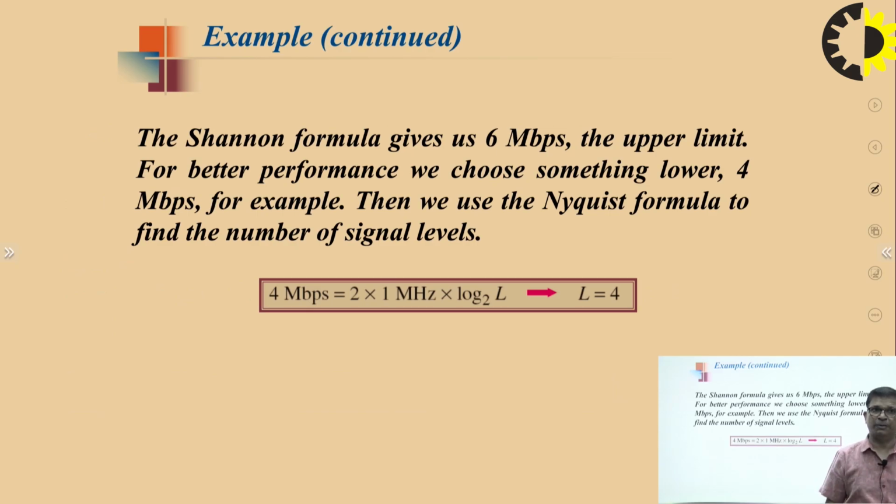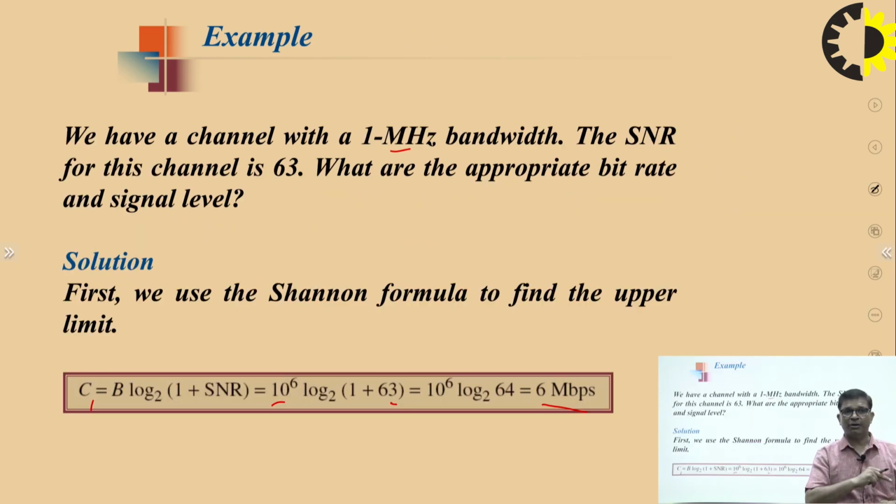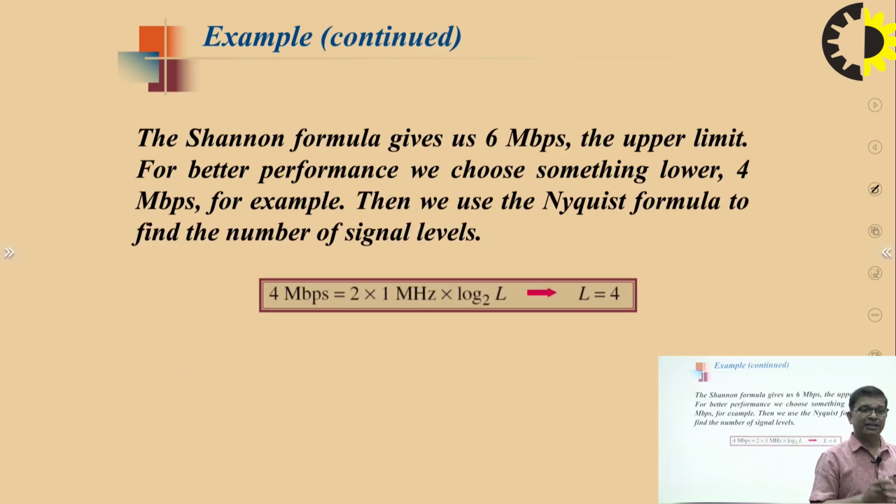By using the Shannon formula for a noisy environment, we can assume that 6 Mbps is the bit rate, but there is some noise. So in 6 Mbps, maybe 1 Mbps is noise and 5 Mbps is our data. This particular bandwidth can be used as such: 10%, 20% of it is noise and the rest is data. But if we think of this as a noiseless channel, then we can use the Nyquist formula.